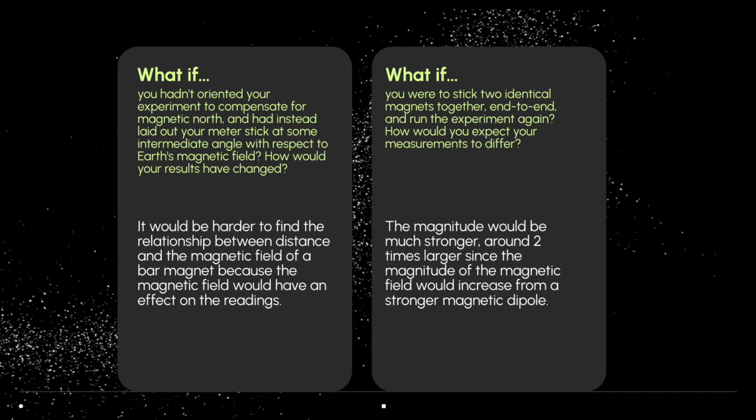So it would be hard to find the relationship between distance and magnetic field of a bar magnet because the magnetic field of the Earth would have an effect on the readings, which is also in the potential errors stated earlier. What if you were to stick 2 identical magnets together, end to end, and run the experiment again? How would you expect your measurements to differ? Well, the magnitude would be much stronger, around maybe 2 times larger, since the magnitude of the magnetic field would increase from the stronger magnetic dipole.